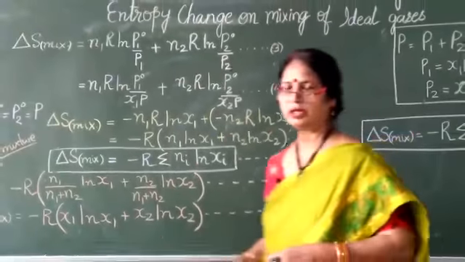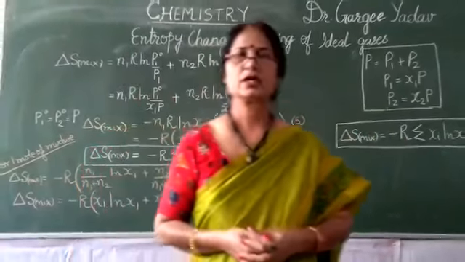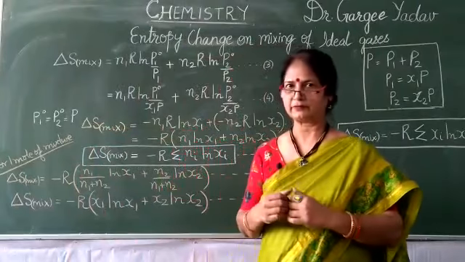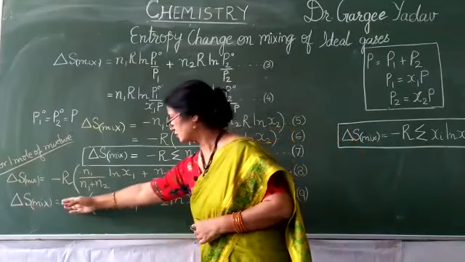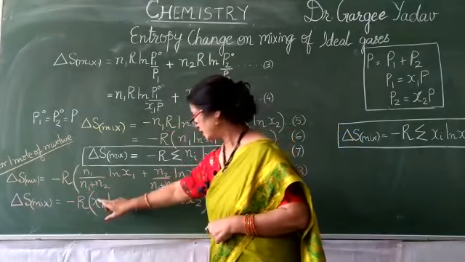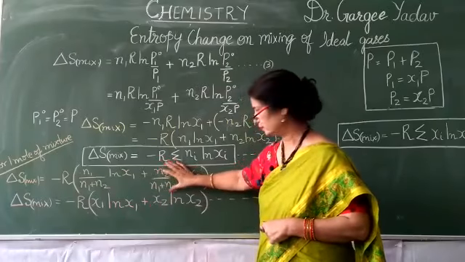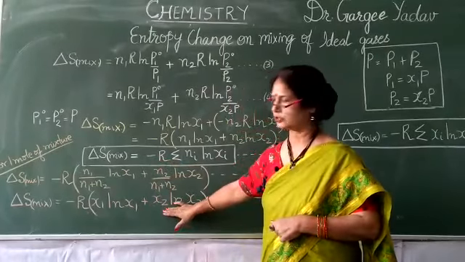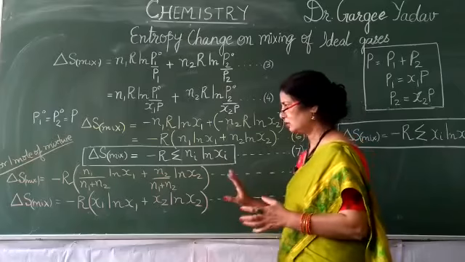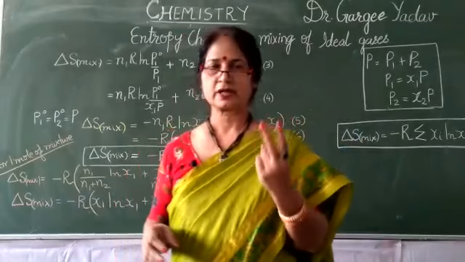As we know, the mole fraction is denoted by x1, and x1 is equal to N1 upon N1 plus N2. So here delta S of mixture will be equal to minus R, x1 log natural x1 plus x2, the mole fraction of gas number 2, log natural x2. This is equation number 9. In fact, this is the equation for entropy change on mixing of two ideal gases.